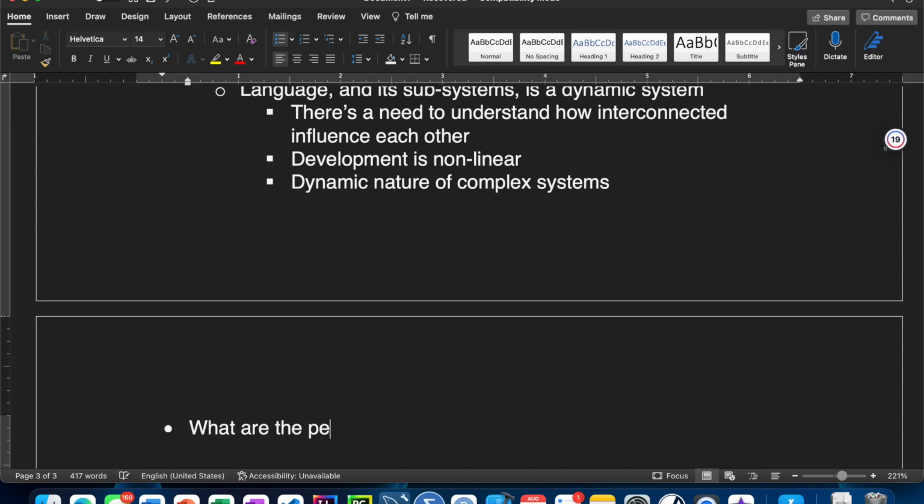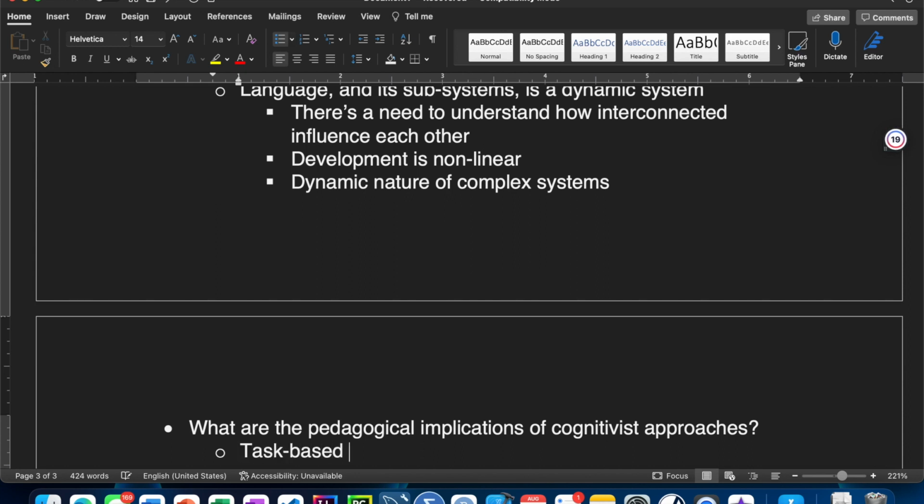Well, what are the pedagogical implications of cognitivist approaches, right? How do we see these things realized in the classroom? One way that we see these things realized is through what's called task-based teaching, or TBT, right?